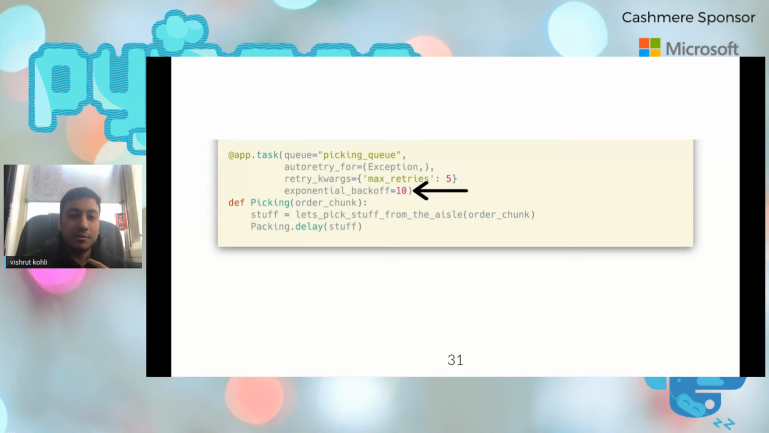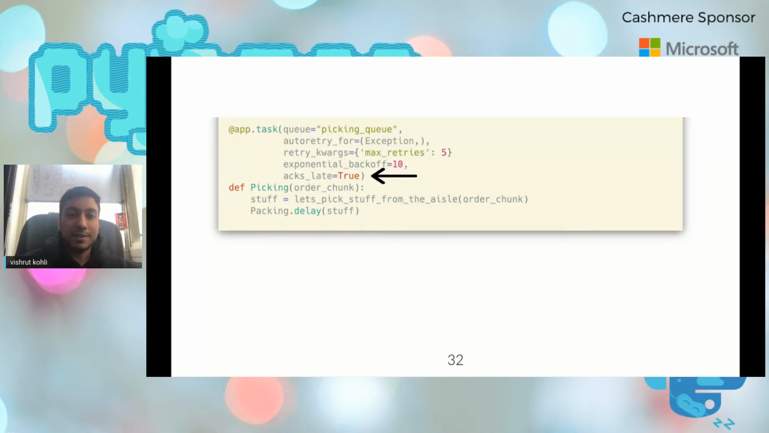To increase the amount of breathing time, we can use exponential backoff, which means the first retry will happen at 10 seconds, the second one at 20 seconds, the third one at 40 seconds, the fourth one at 80 seconds, and the last one at 160 seconds. So now the breathing time is increased from 50 seconds to 160 seconds. And if you want more breathing time, you can change the exponential backoff.